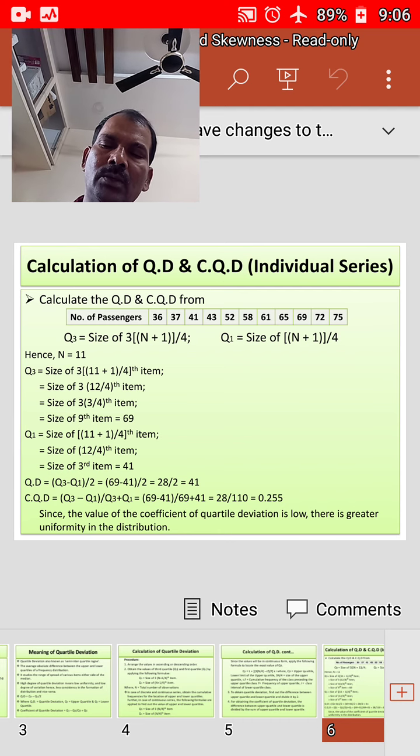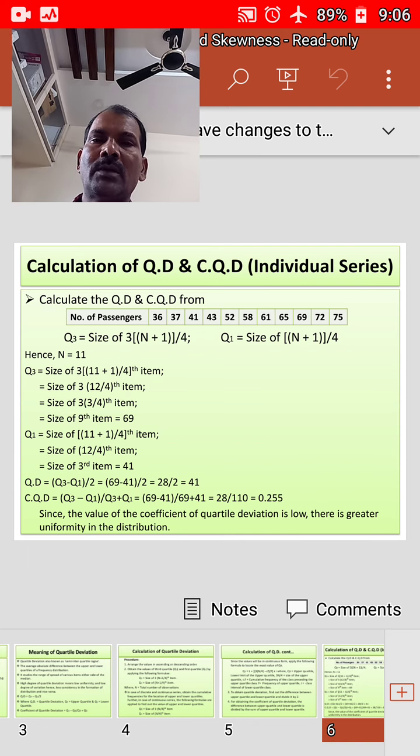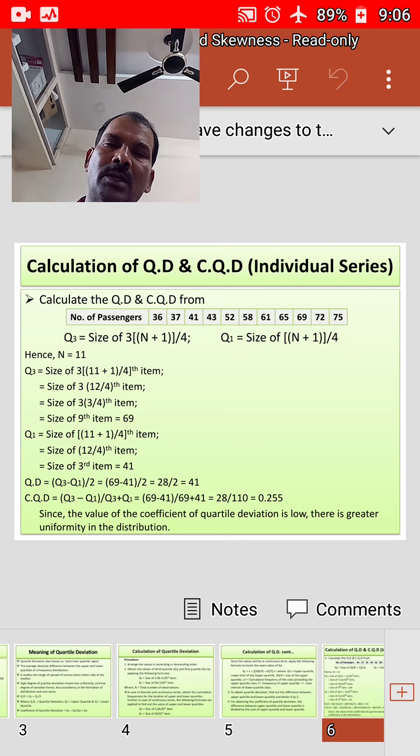Now we need to find the coefficient of quartile deviation. In order to find it, we have a formula, that is (Q3 minus Q1) by (Q3 plus Q1), that is the difference of the quartiles by the sum of the quartiles, that is 69 minus 41 by 69 plus 41, 28 by 110, 0.255.